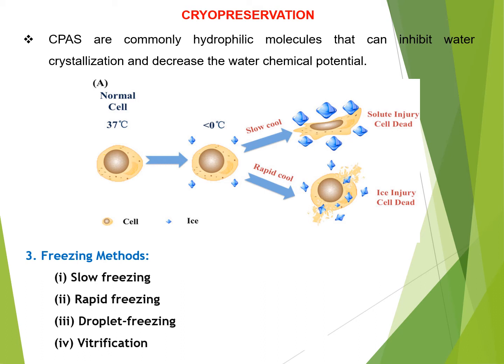Cryoprotectants are commonly hydrophilic molecules that inhibit water crystallization and decrease the water chemical potential. A cryoprotectant can be a penetrating or a non-penetrating type. Penetrating cryoprotectants are small in size, for example DMSO and glycerol. They penetrate through the cell membrane into the cell and replace the water molecules. They form hydrogen bonds with the water molecules. This prevents the water molecules from ice formation during cryopreservation.